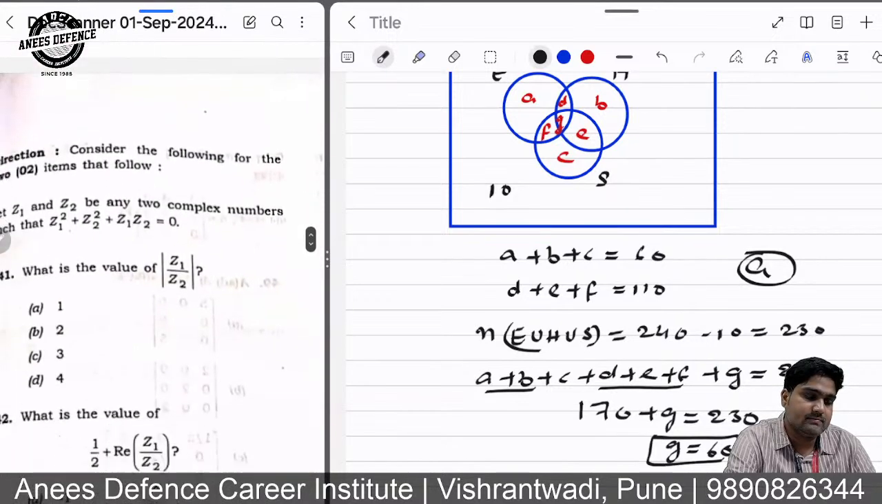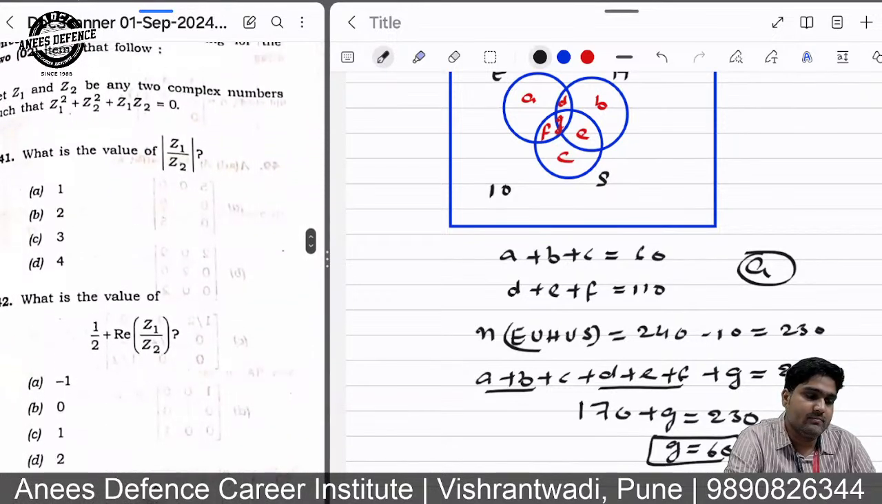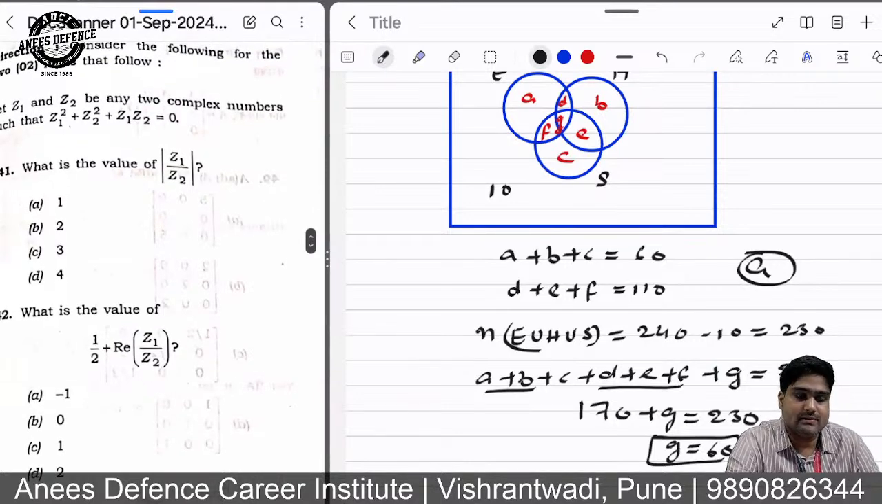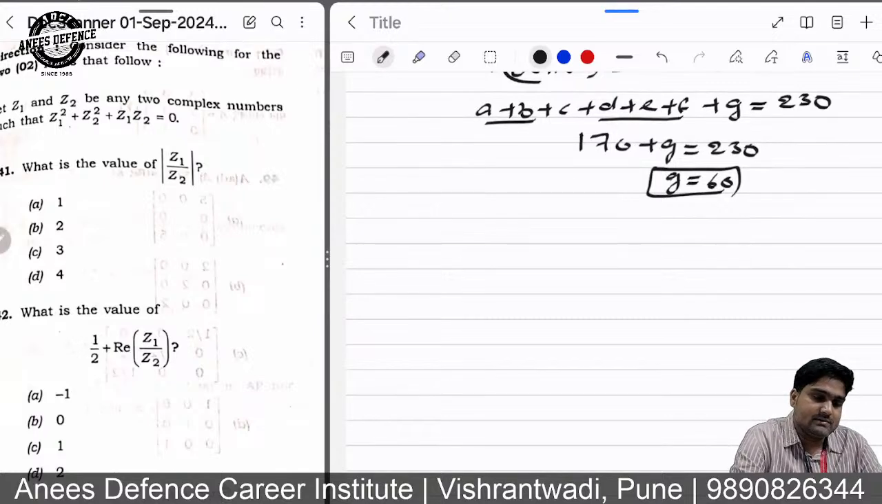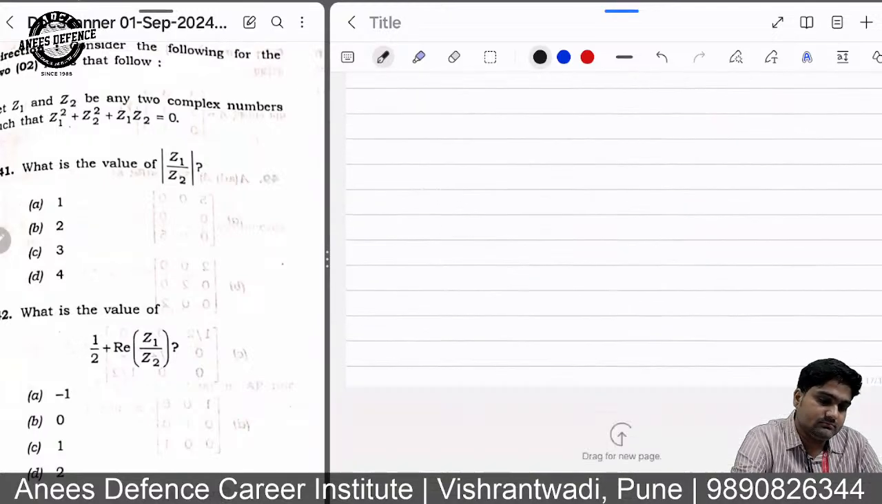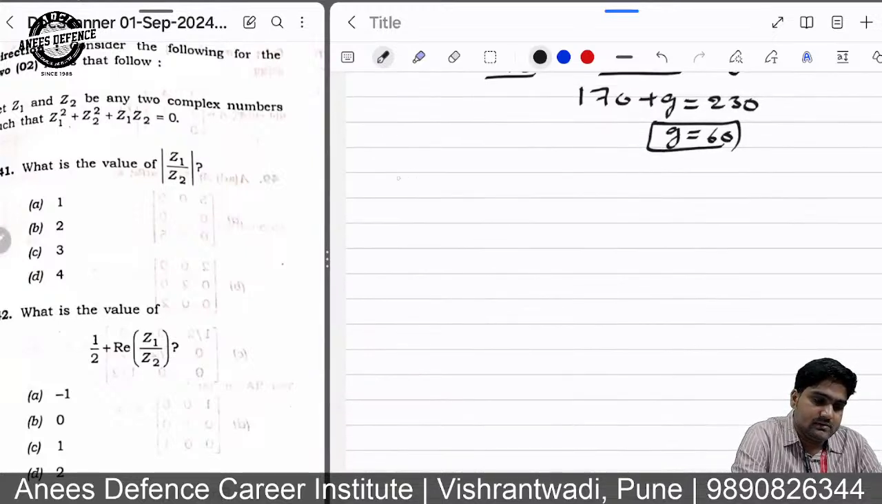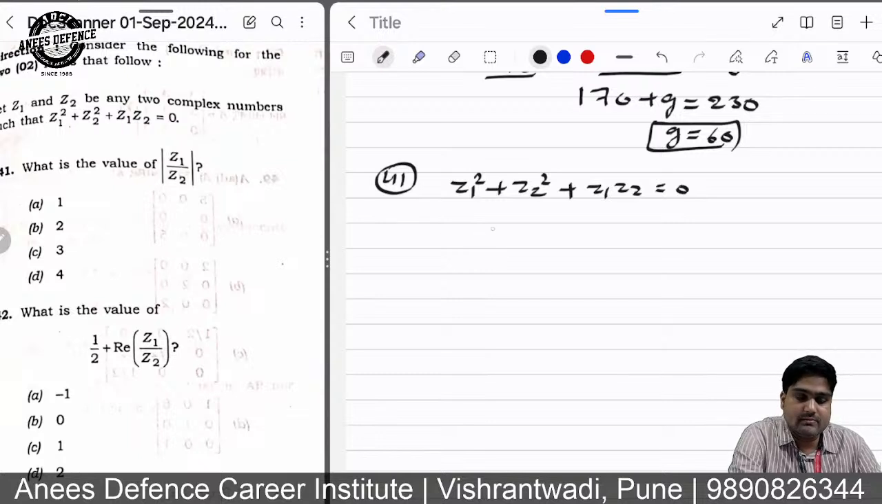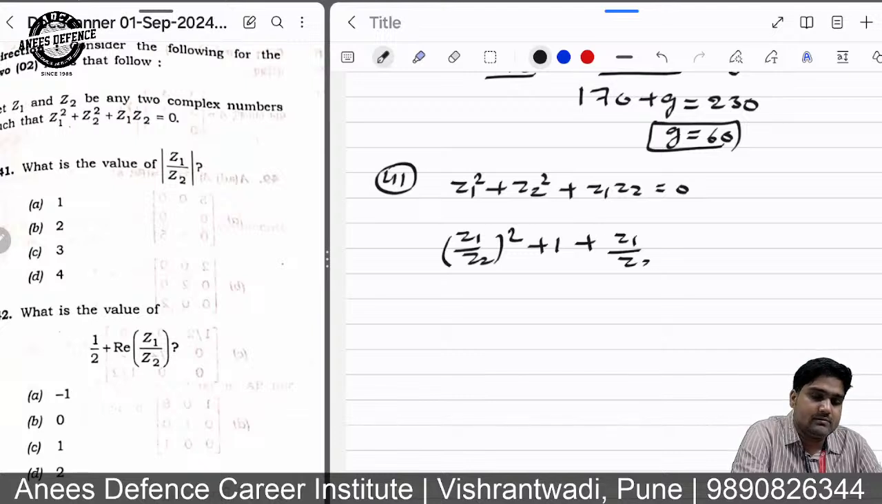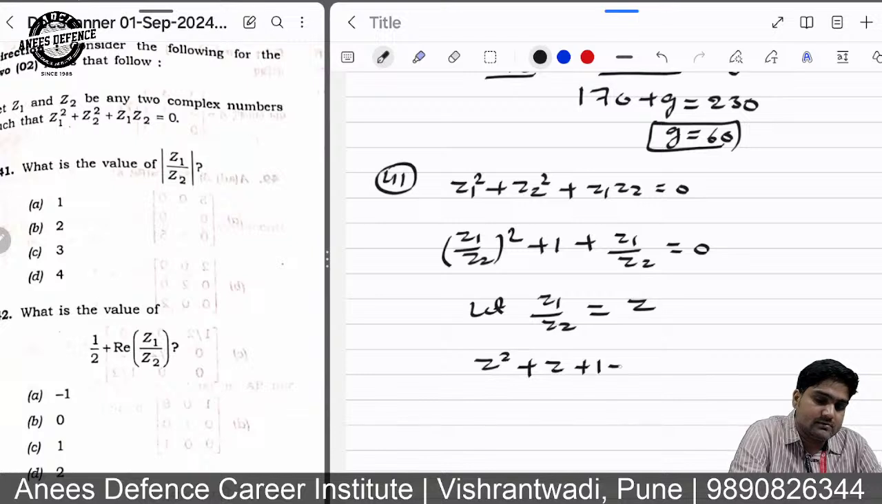Let's move to the next questions, question number 41 and 42. These two are direction-based questions. In these questions, the expression is given in complex numbers. Here the expression is z1 square plus z2 square plus z1 z2 equals 0. Let's divide this expression by z2 square. So it's (z1 upon z2) square plus 1 plus z1 upon z2 equals 0. Let's consider z1 upon z2, a ratio of complex numbers, which is also a complex number z. So it's z square plus z plus 1 equals 0. Now the roots of this expression are omega and omega square.